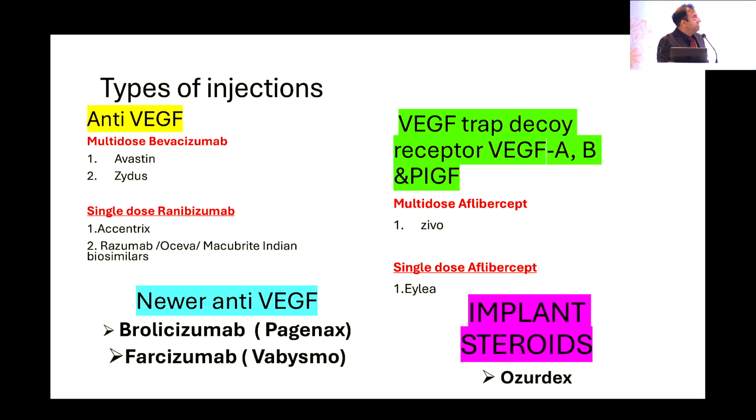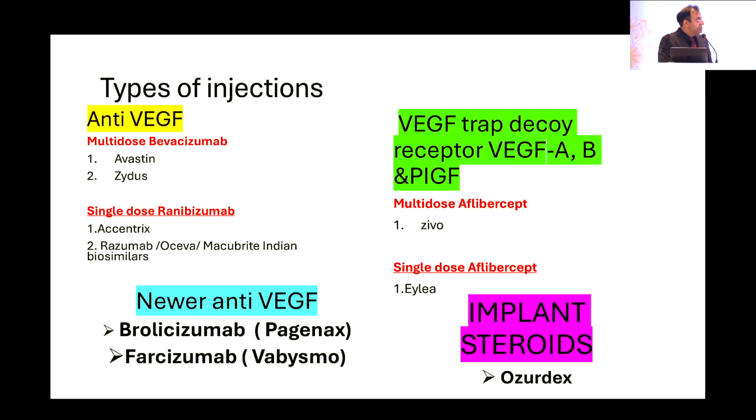If we look at these, the ranibizumab has been used for the last few years, and you can use this Eccentrics injection, which is by Novartis, and it works very well. It is also not very heavy on the pocket, and in case you want a lesser problem on the pocket, then there are Indian biosimilars like Razumab, Osiva. Now these injections work very well for most of the indications, but if you can go in for a better anti-VEGF, there is aflibercept, known as Eylea, and now newer things like Pagenex and faricizumab have come up.